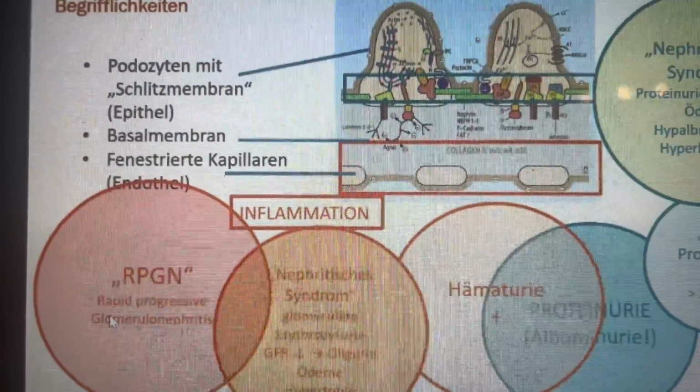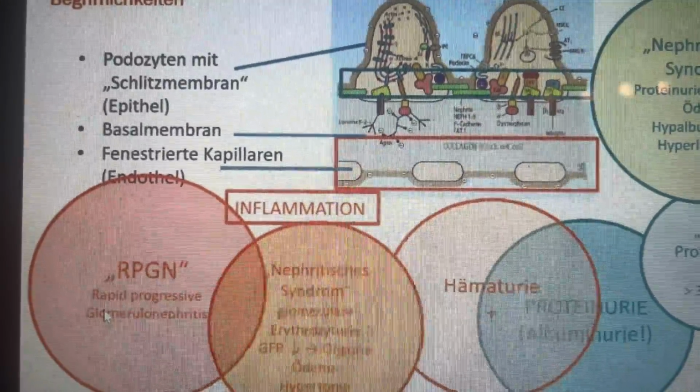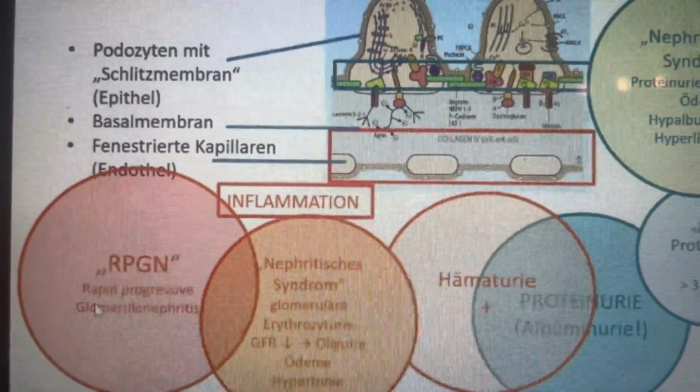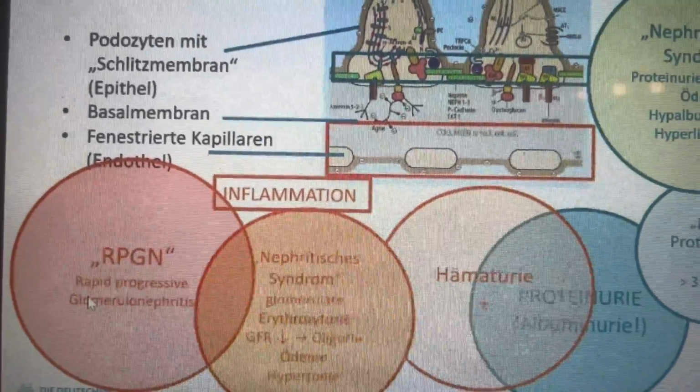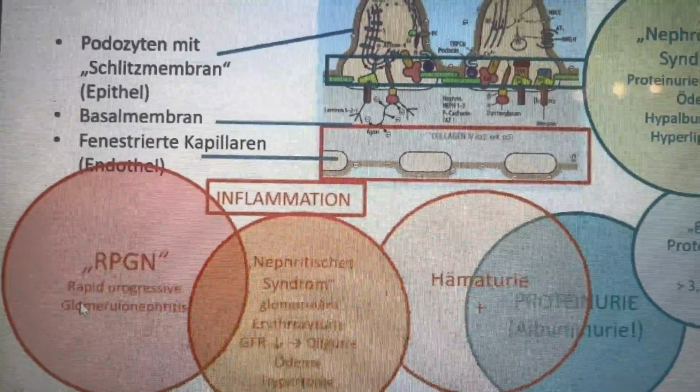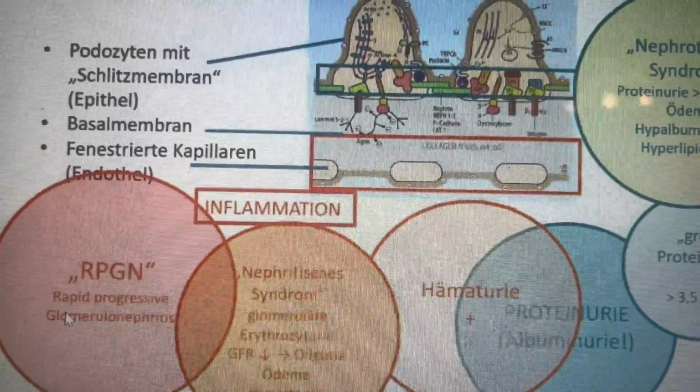The worst case is RPGN, the rapid progressive glomerulonephritis, which is kind of like the STEMI in cardiology. It is the same in nephrology. It should be treated very fast.